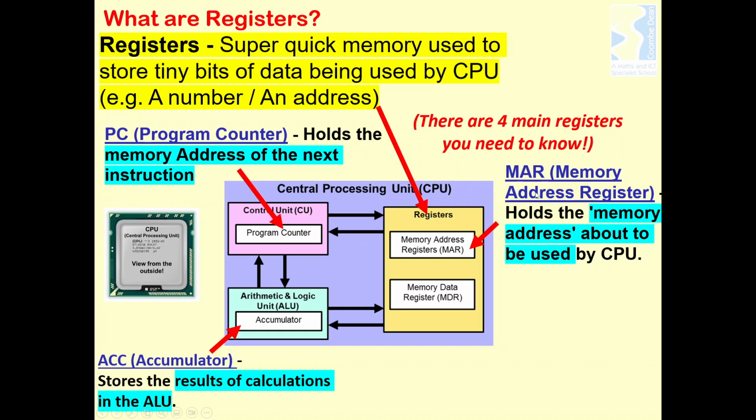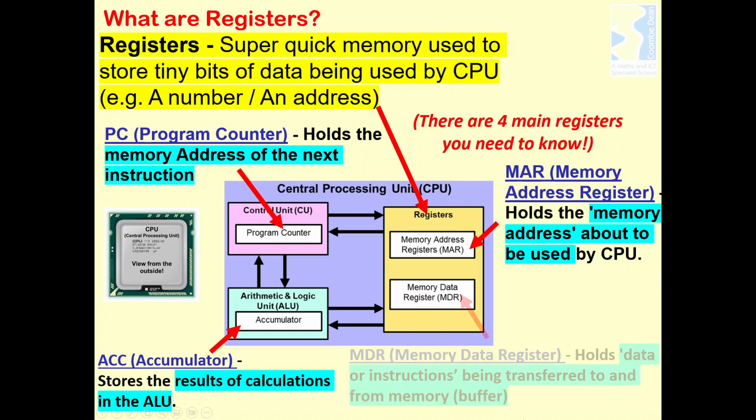The MAR, or memory address register, holds the memory address about to be used. It's the one that's about to be fetched from memory. And the memory data register holds data or instructions being transferred to and from memory. Any data that's coming from memory or going to memory goes through the MDR. It's like a buffer, a register that stores data being transferred to and from memory.